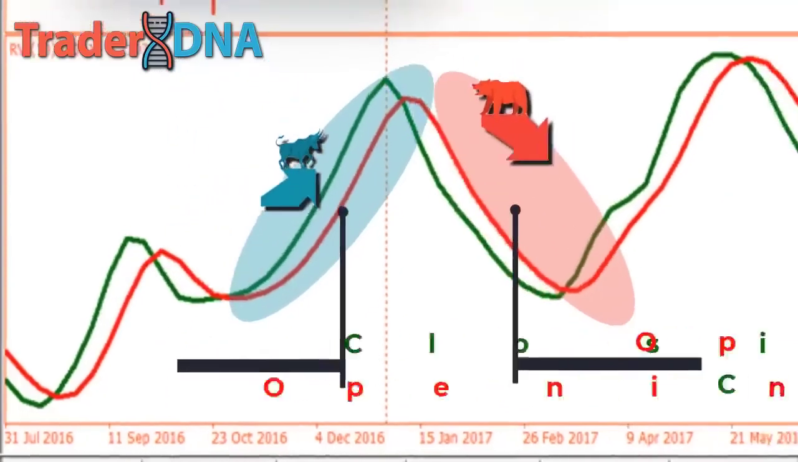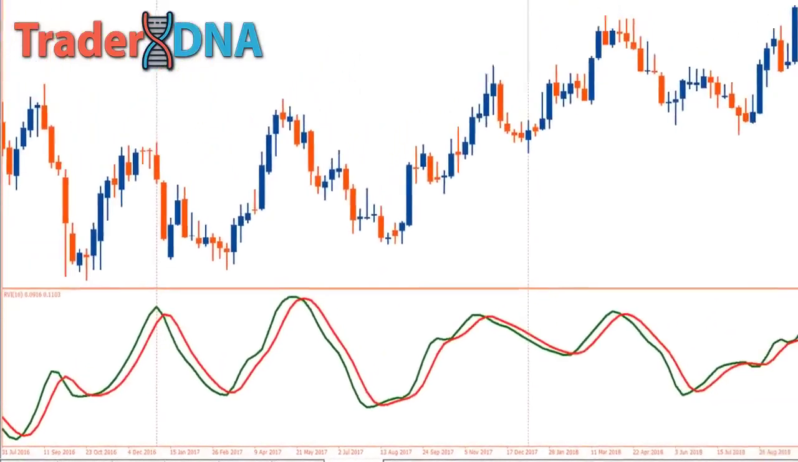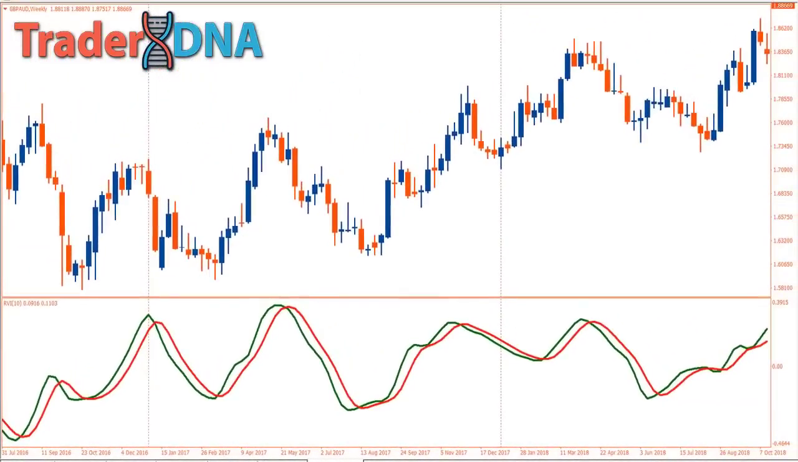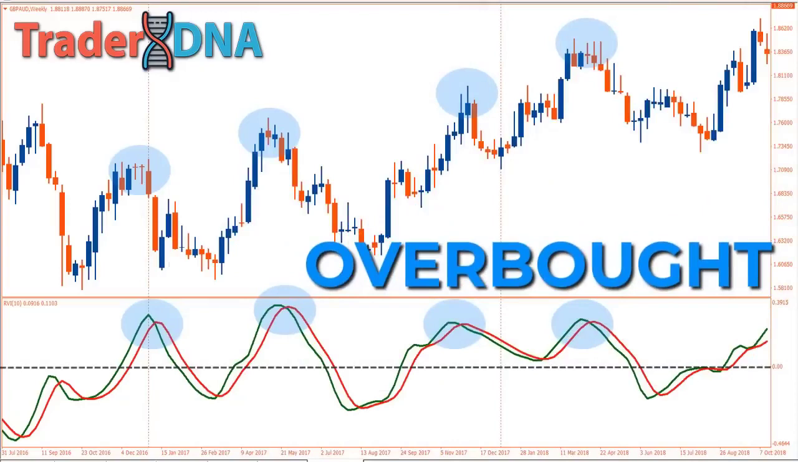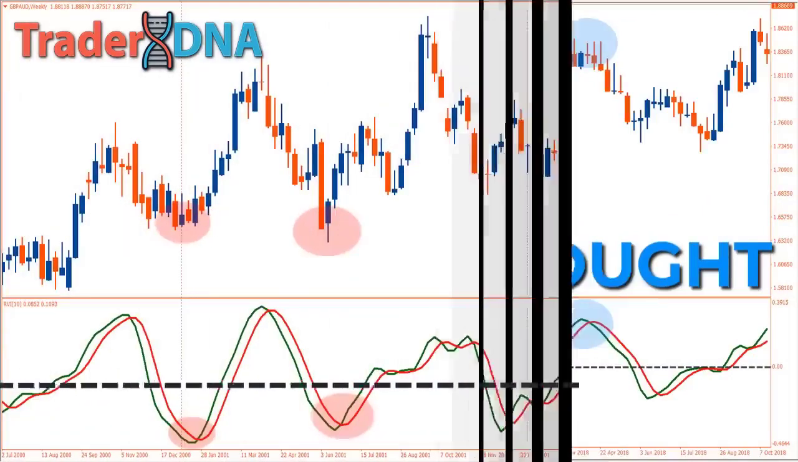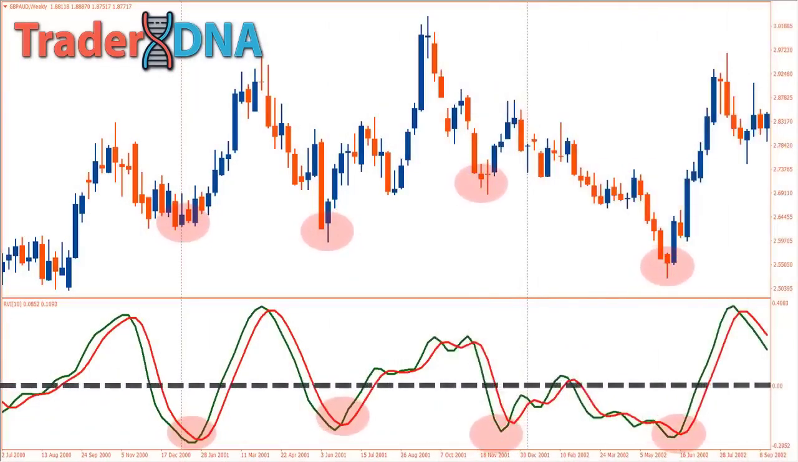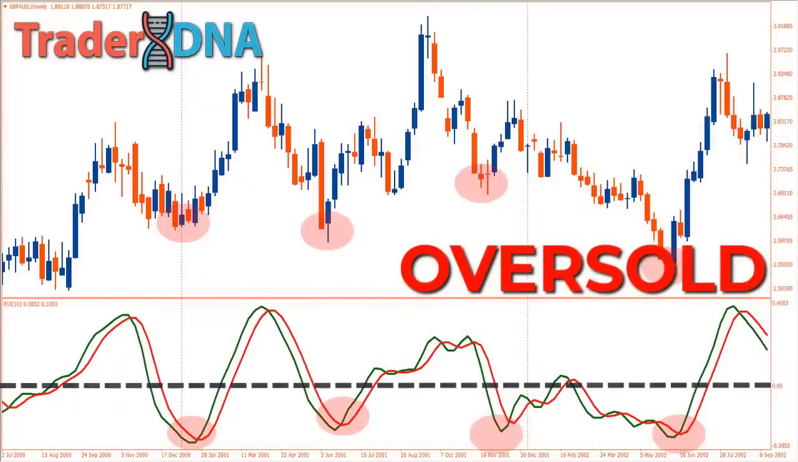Like other oscillators, the RVI indicator also helps traders identify potential overbought and oversold market conditions. When the RVI lines rise above zero and hit their peaks, it means the market is overbought. On the other hand, when both lines fall below zero and reach their lowest points, it indicates that the market is oversold. This could lead to a reversal or correction in the market.